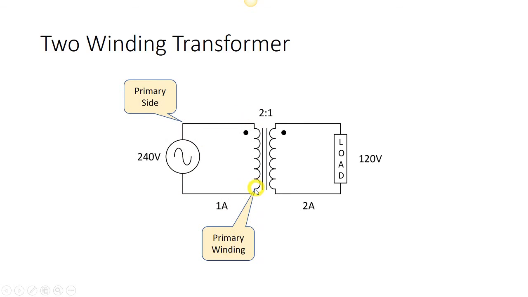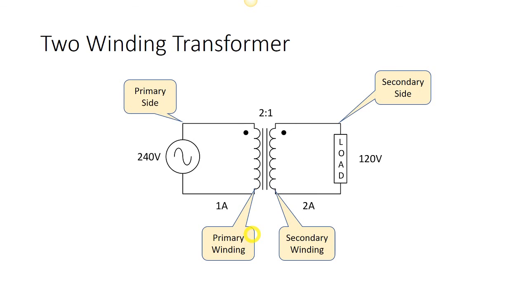The actual part of the transformer is literally just this little area here. The rest of it is the wiring and connecting it to either the source or the load. But this primary side has the primary winding of the transformer. And then the secondary side, we have the secondary winding. And if you notice, there's actually no physical wires connecting between there.